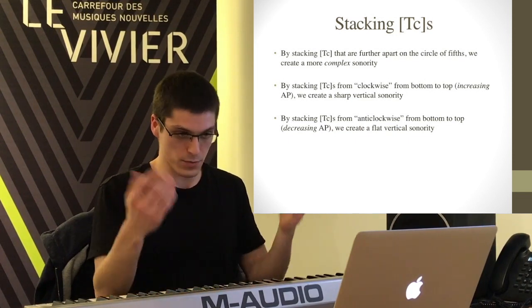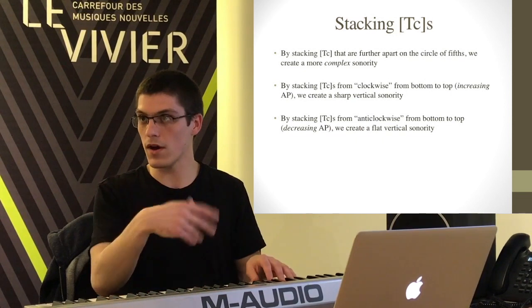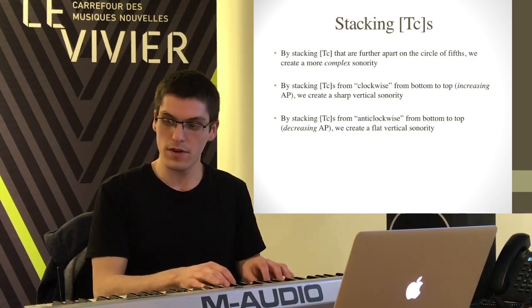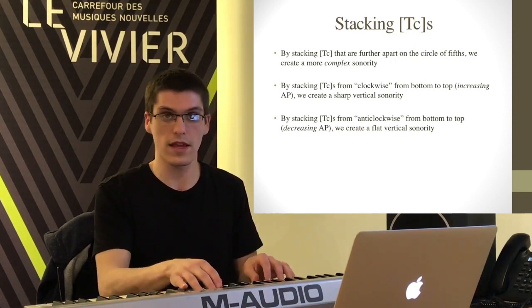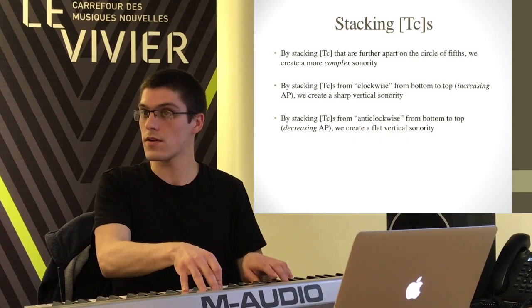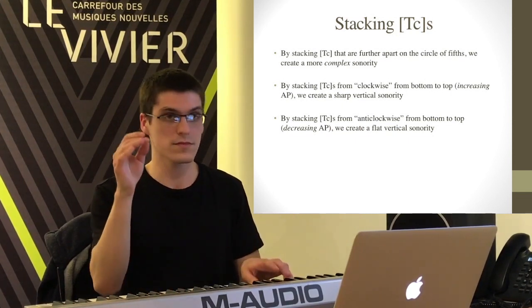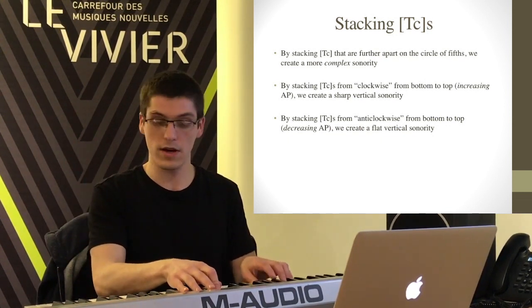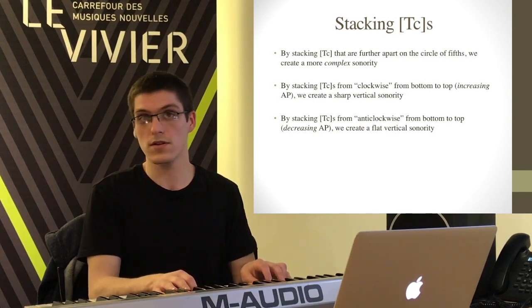So the first principle is, okay, if you take the same trichord and stack one of itself on top of itself, if they're far away from each other on the circle of fifths, you end up with a complex sonority, right? So this is just the same trichord transposed a tritone away, right? Whereas if they're closer together, then it sounds simpler, right?